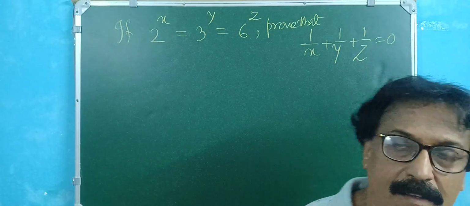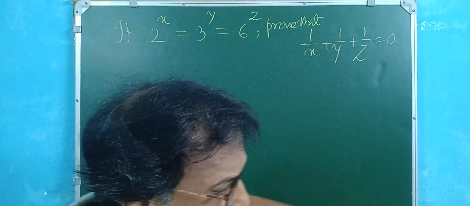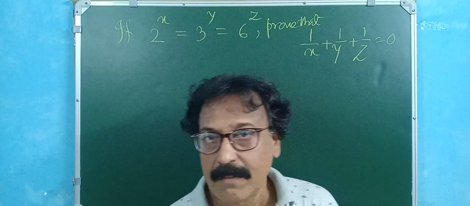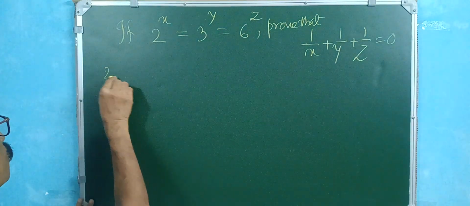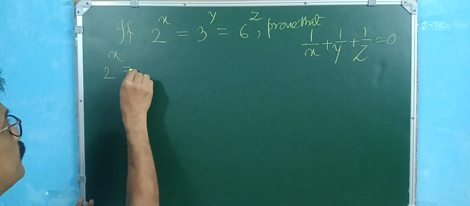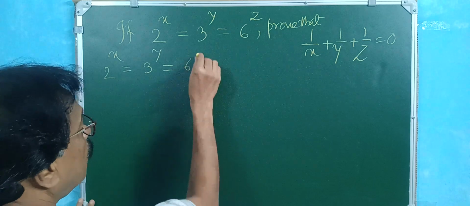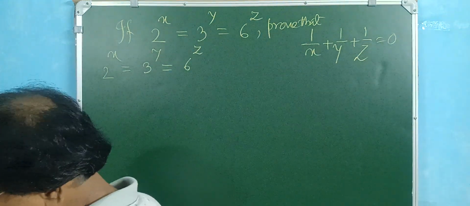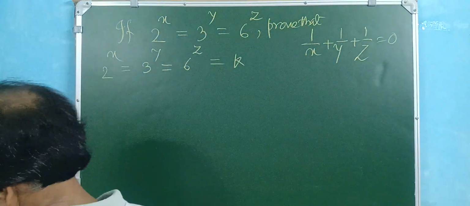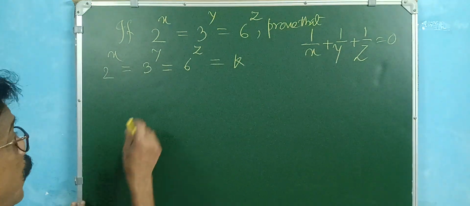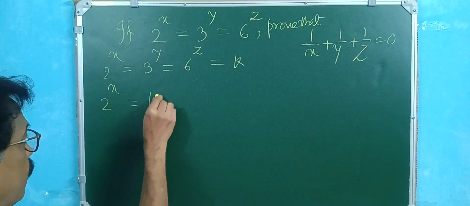So no problem. That is a different pattern of the sum. Now in case of this, you just remind the ratio proportion chapter. Suppose first here 2 to the power x is equal to 3 to the power y is equal to 6 to the power z. Suppose we take this equal to k. So now actually 2 to the power x is equal to k.